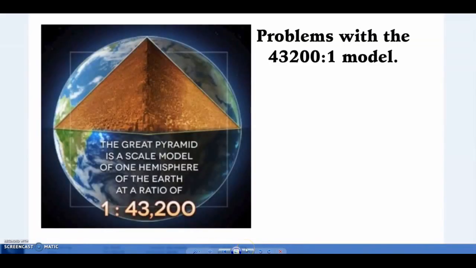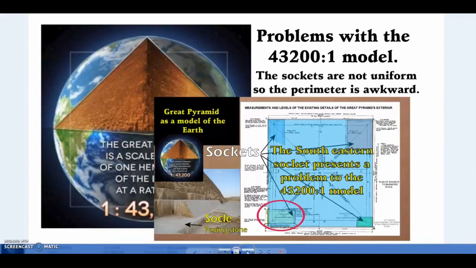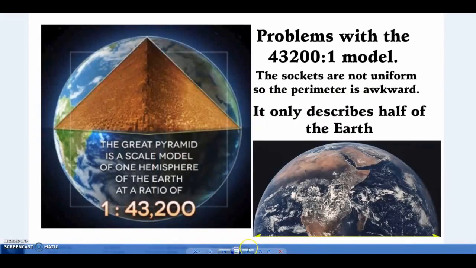So what are the problems with the 43,200 to 1 model of the Earth? Firstly, the sockets are not uniform, so the perimeter is awkward. That's one of the first of the problems. Secondly, it only describes 1/2 of the Earth, which is inelegant as well, because the Earth is not a half sphere, it's a spheroid, it's a whole globe.